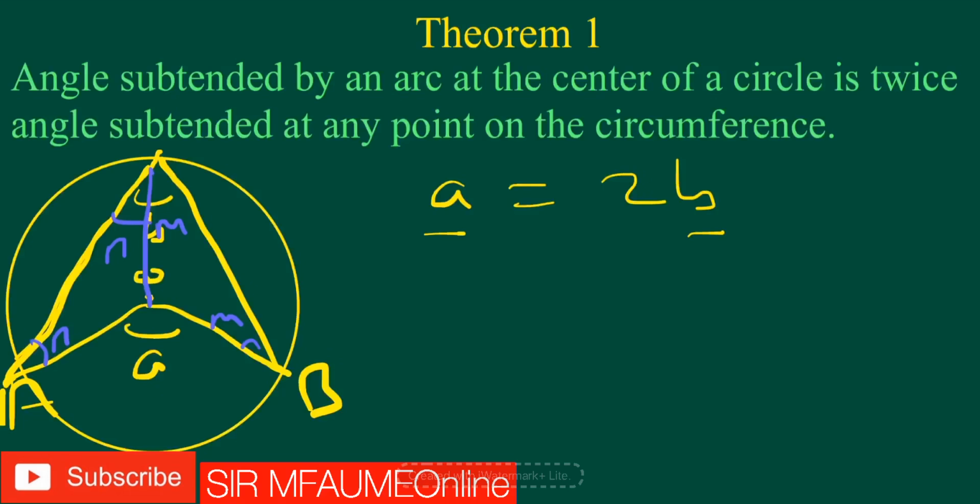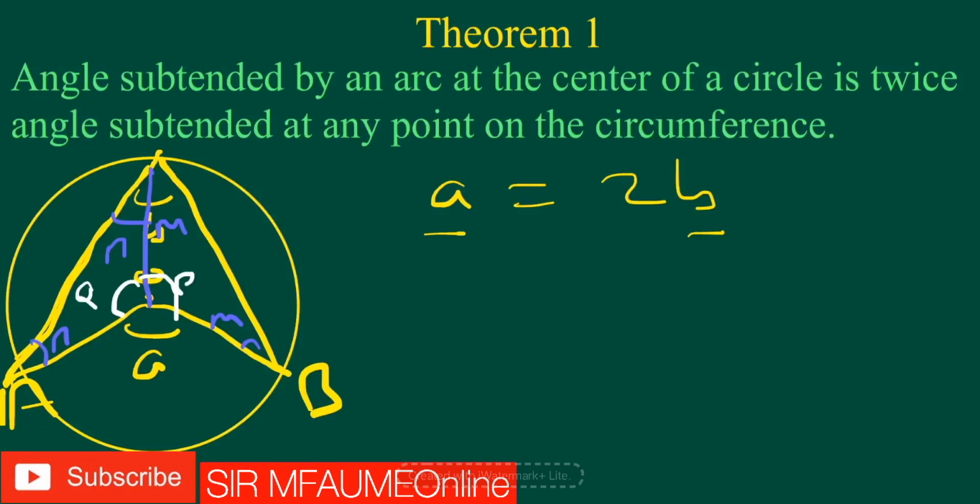This is because this line is equal to this line. That's why this angle equals this angle. And also this line equals this line. That's why this angle equals this angle. But how about another angle here? We have a certain angle. Let me call this angle P. And how about this angle? Let me call this angle Q.